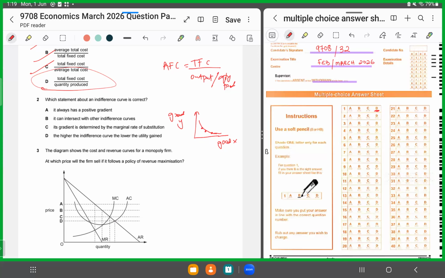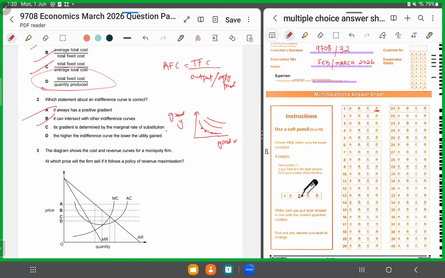Now what they are saying? They're saying which statement about an indifference curve is correct. A says it always has a positive gradient. No, it has a negative gradient because it is downward sloping. That's incorrect. B says it can intersect with other indifference curves. No, it can never intersect. Because if you look at the indifference map, it's something like that, right? So they don't interconnect. They don't meet. So B is not an answer. C says its gradient is determined by the marginal rate of substitution.